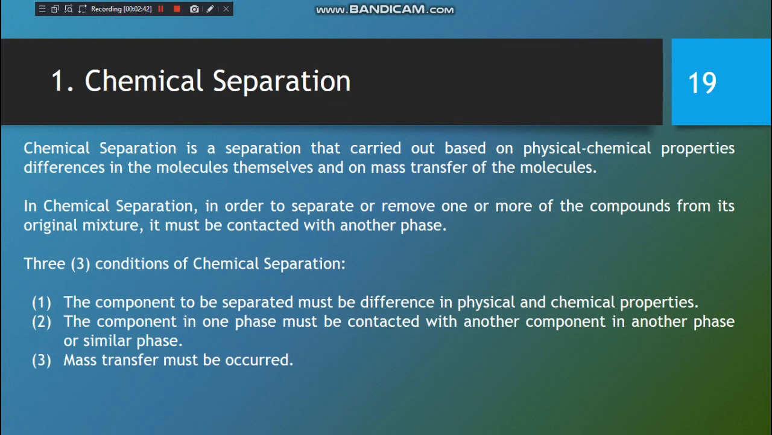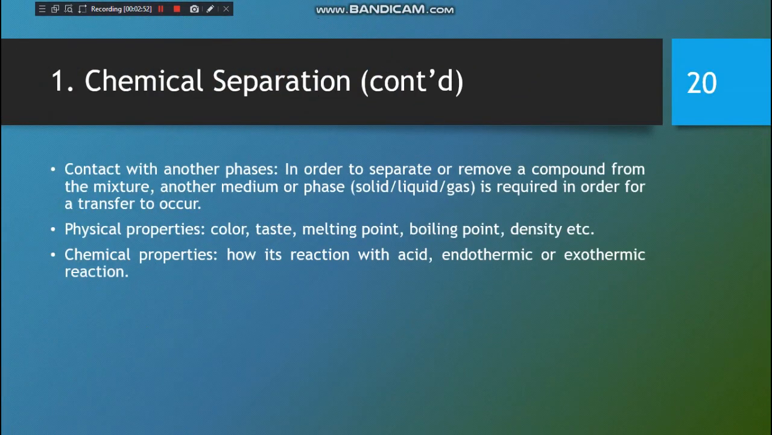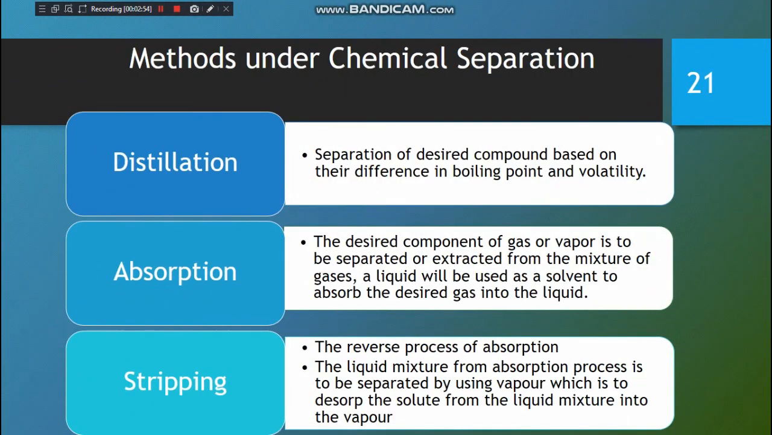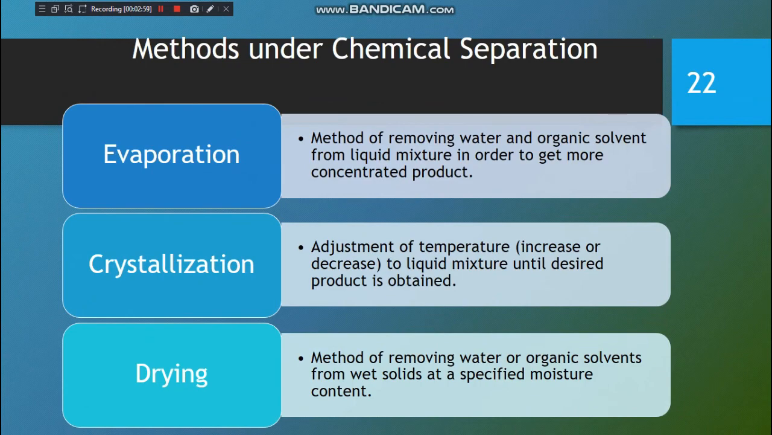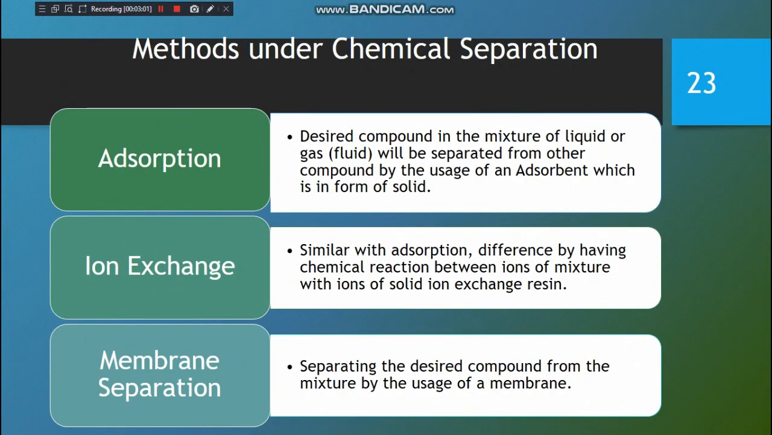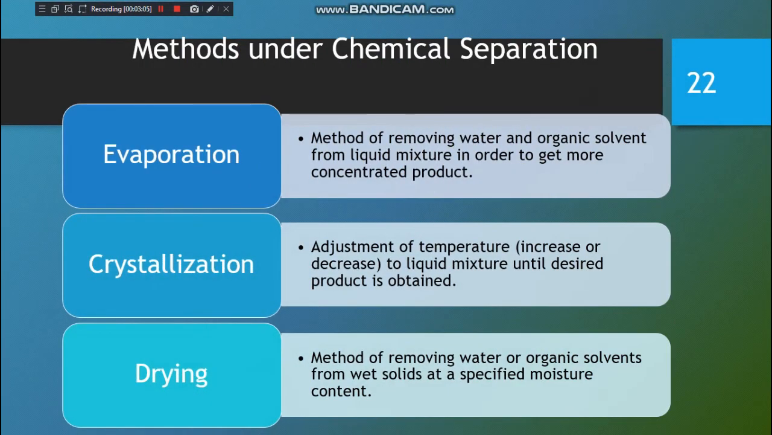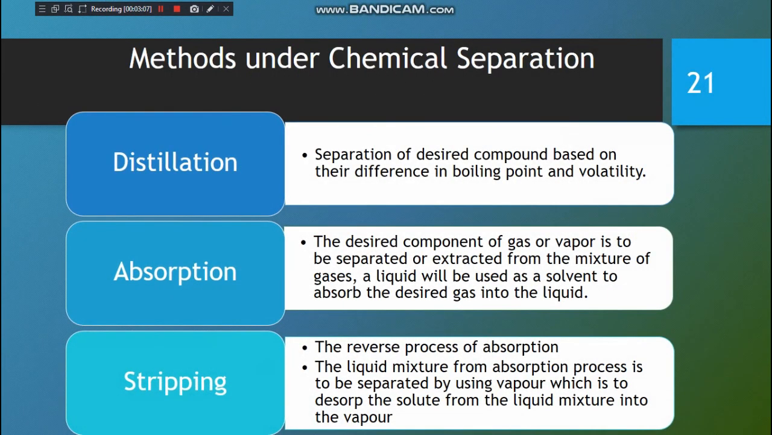So we have already looked at a brief description of chemical separation, which is one of the two general classifications of separation technology. Some examples of methods under chemical separation are distillation, absorption, stripping, evaporation, crystallization, drying, adsorption, ion exchange, as well as membrane separation. I will give you a brief concept of these methods under chemical separation. So we will touch on distillation first.